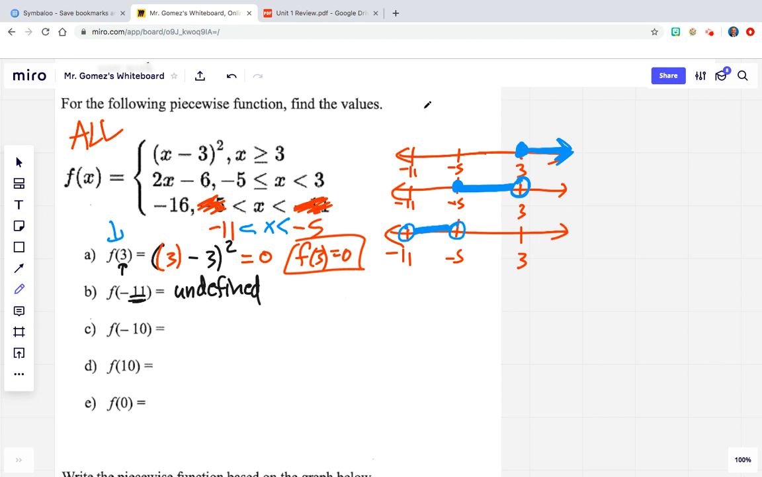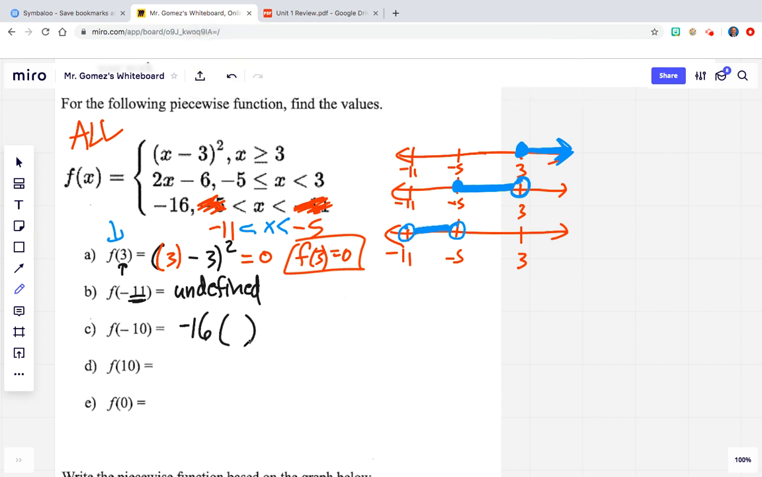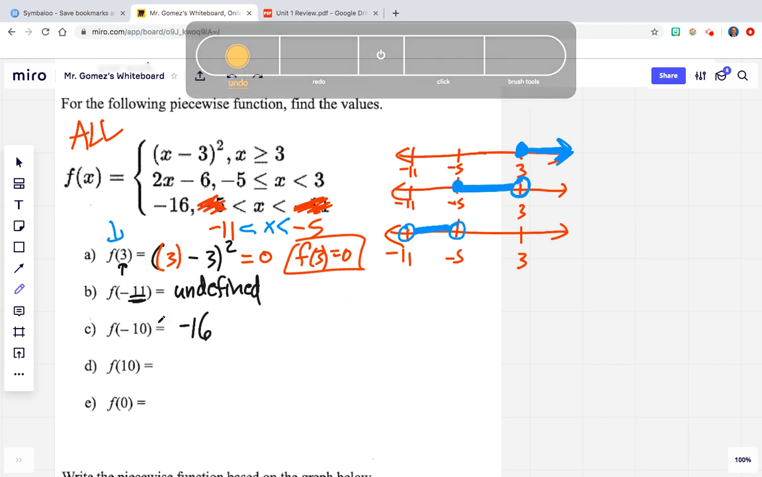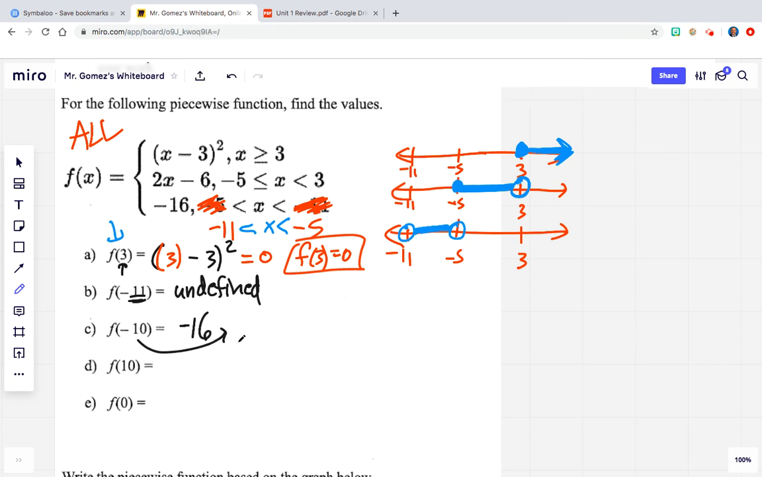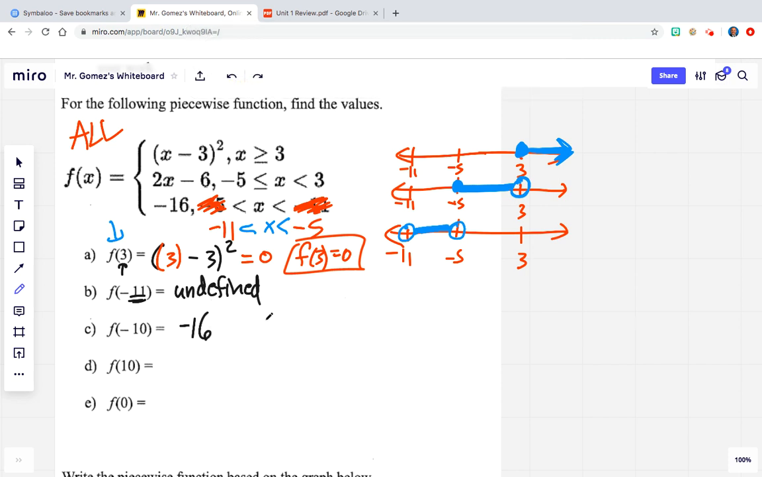But negative 10 lies about right here, which ding, ding, ding, you can see it's existing on this third domain. So the function is negative 16. Notice how there's no x values that I can put parentheses anywhere. So that means I can't really plug this negative 10 into anything. So it is what it is. It's exactly what you see as far as just being negative 16 is the answer on that.